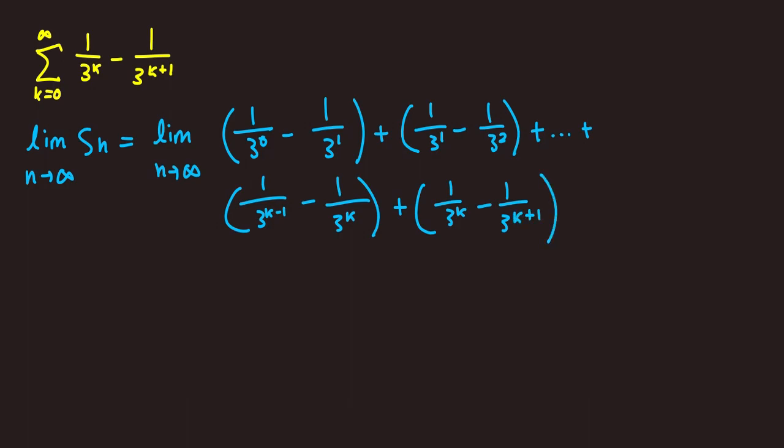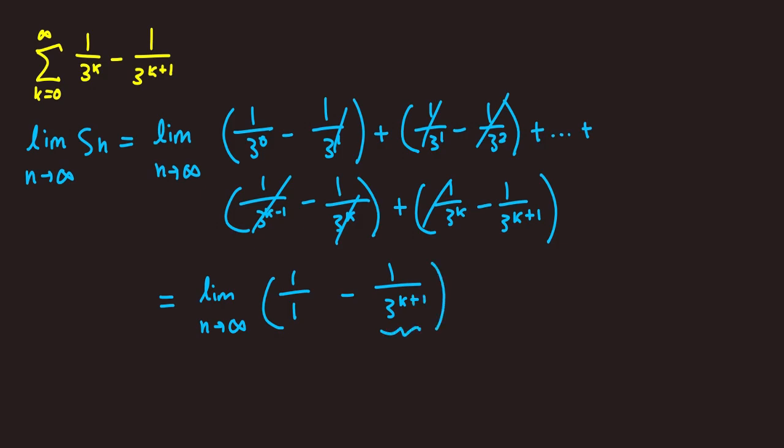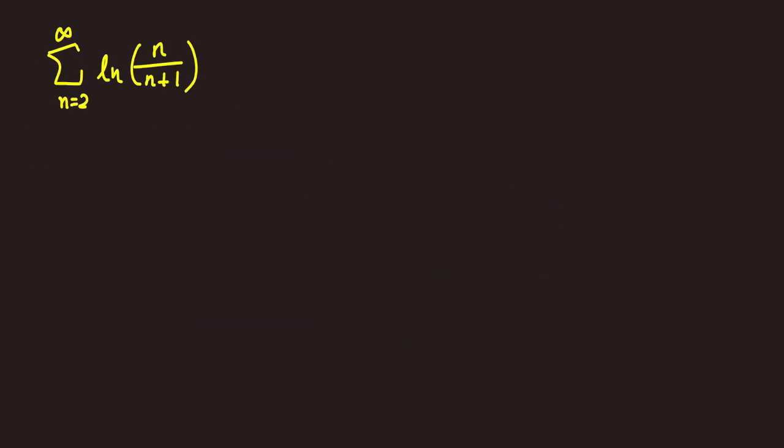You can cancel out the addition and subtraction, and you're just left with 1 over 3 to the 0, so that's just 1 over 1 minus 1 over 3^(k+1), and if you let k go to infinity, you're going to get 0, so you're just going to be left with 1.